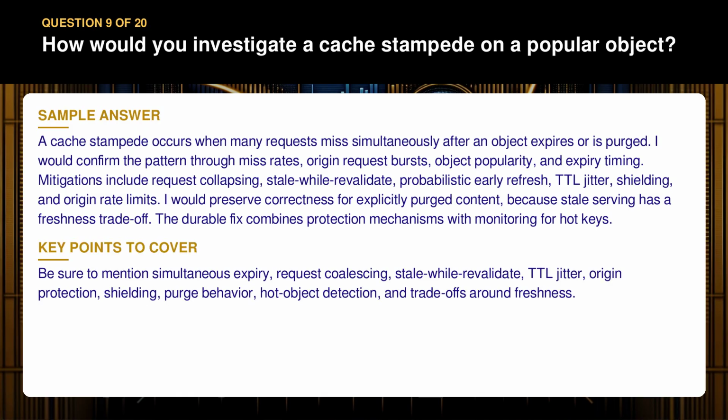Be sure to mention simultaneous expiry, request coalescing, stale while revalidate, TTL jitter, origin protection, shielding, purge behavior, hot object detection, and trade-offs around freshness.